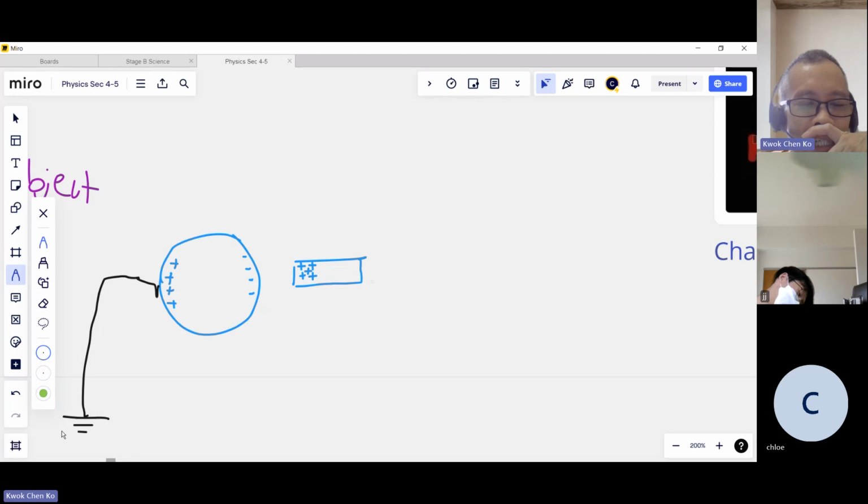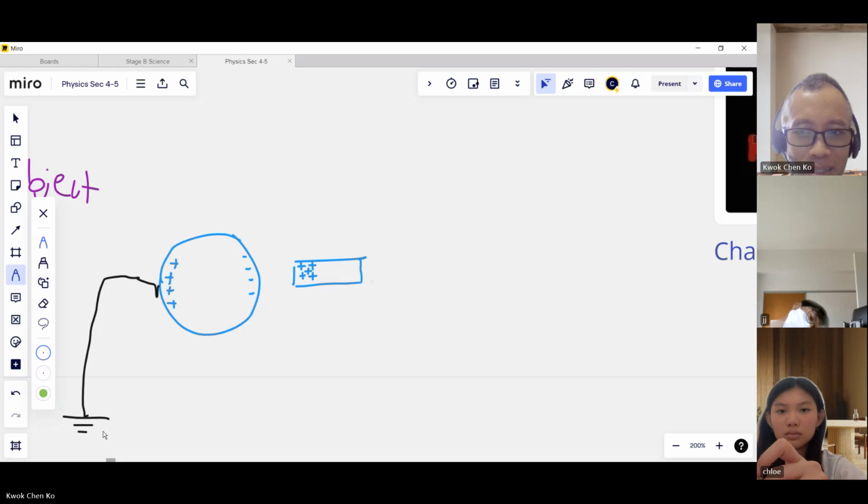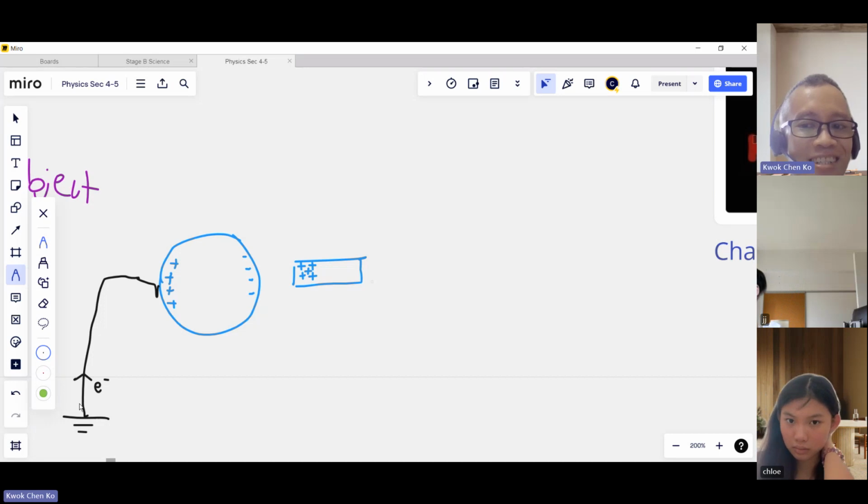Good. So in this case, Jingxie, what will happen? Electrons move. Move from where to where? From the ball to the ground. Your ball's right side or left side is positive, so there's a lack of electrons. Instead, electrons will move up. Electrons are negative, so they will move up and try to neutralize this side.